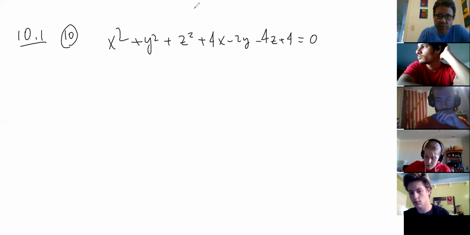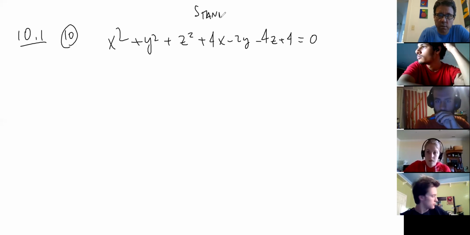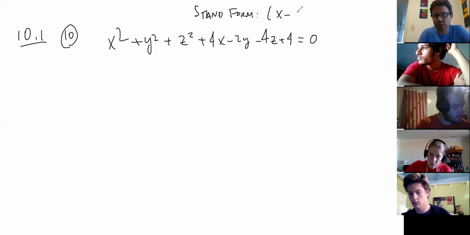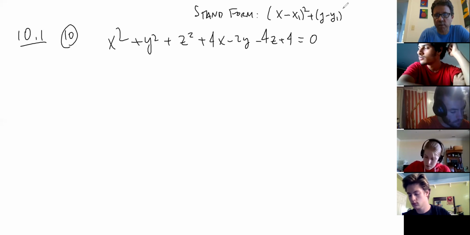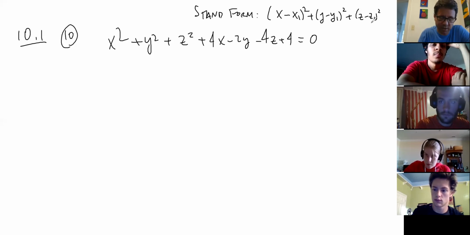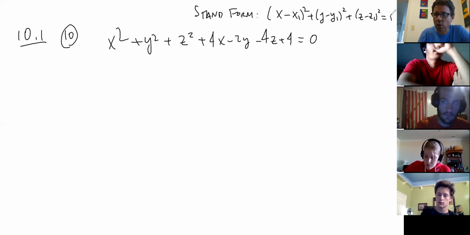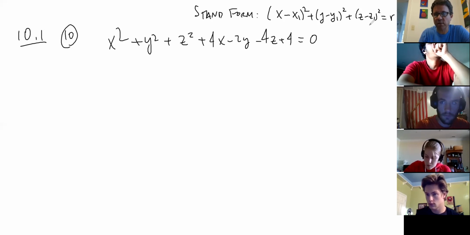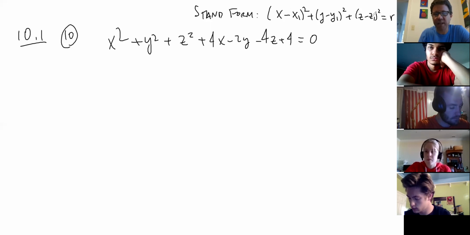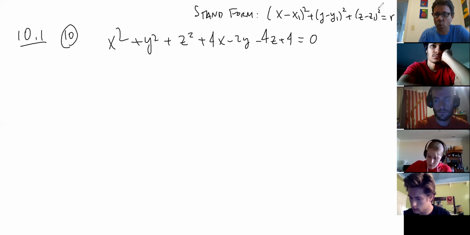Okay, so the standard form, which I think we could probably put here, is x minus the x coordinate of the center squared, plus y minus the y coordinate of the center squared, plus z minus the z coordinate of the center squared, equals r squared. So it looks a lot like the circle, except now it has this extra z part on it. So x minus h, y minus k. I could do z minus l, but I don't really like that. It looks like a 1. So we'll just call the center x1, y1, z1.